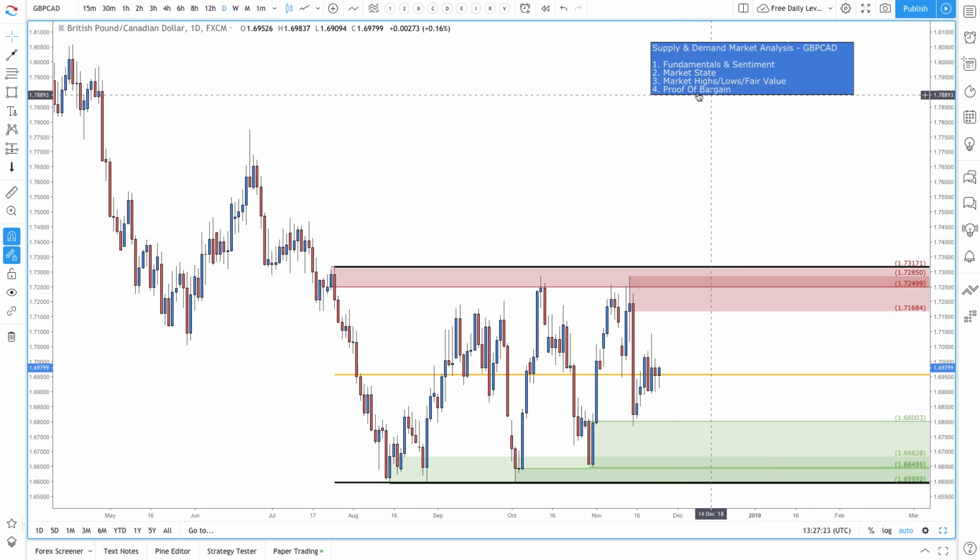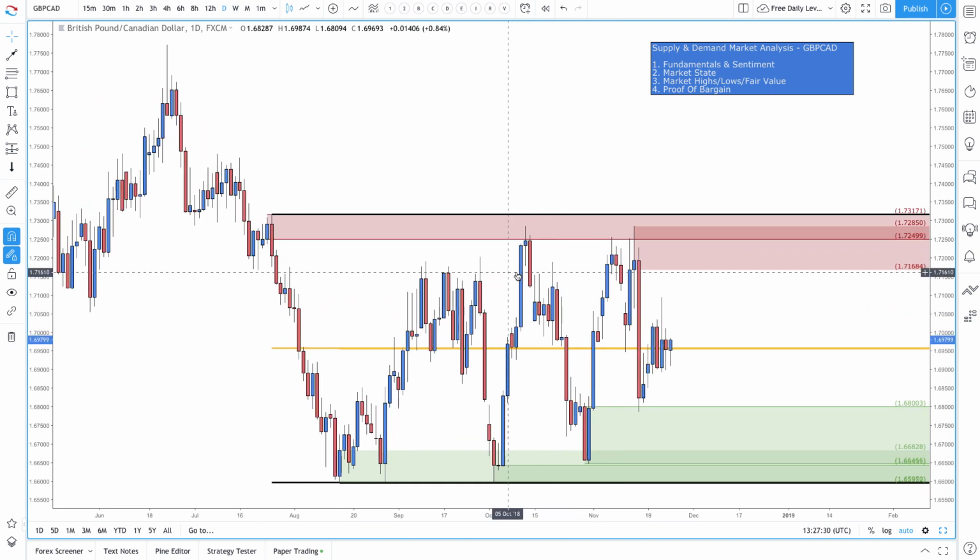I covered everything. Proof of bargain, I guess I didn't cover it, but just to say that you want the market to prove that there's an area, right? That it wants to react. Proof that the supply zone is working, or that there's a bargain area, and then when prices come back up into those areas, there's the proof, etc.